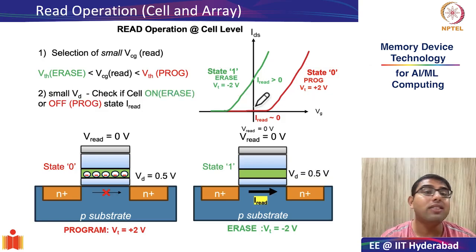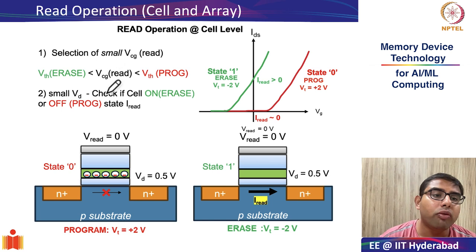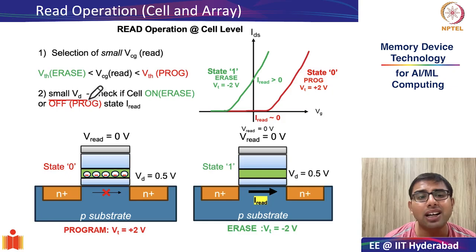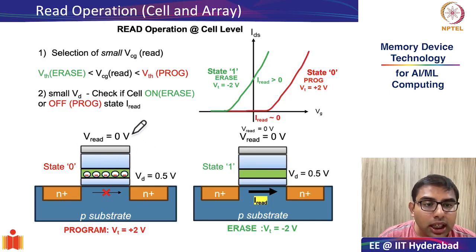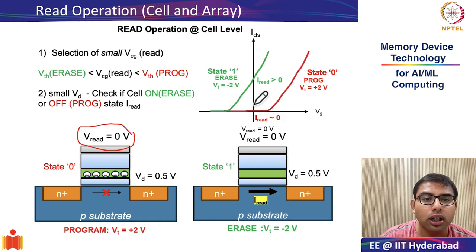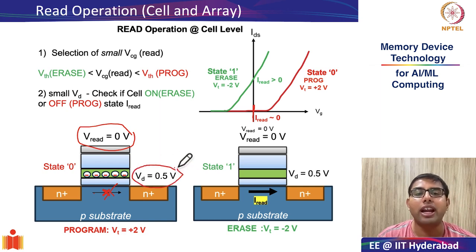The next thing we do in the read operation is apply a very tiny drain bias. Why do we do that? Just to check whether the cell is in the on state or off state. Because you had selected the read voltage less than the threshold voltage of the program state, in the program state the transistor will be off, and as a result no current will flow even if you put a small drain bias.